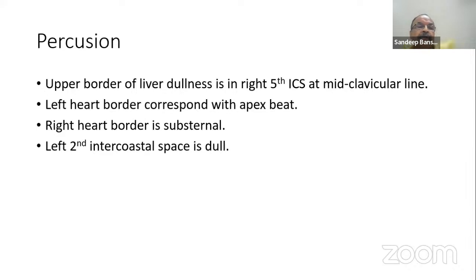Go on. Upper border of liver dullness is present in the right fifth intercostal space in the mid-clavicular line. Left heart border corresponds to the apex beat. Right heart border is substernal. Left second intercostal space is dull.